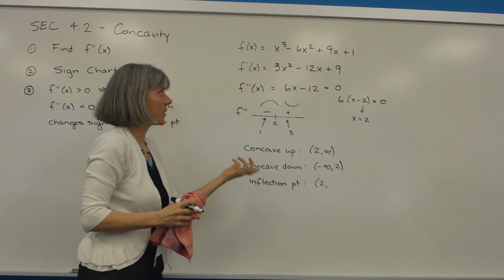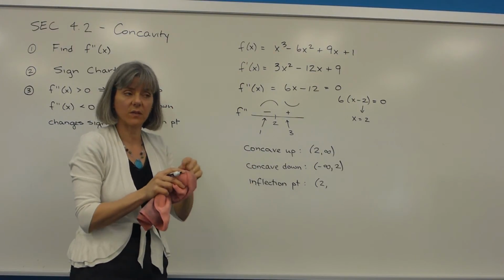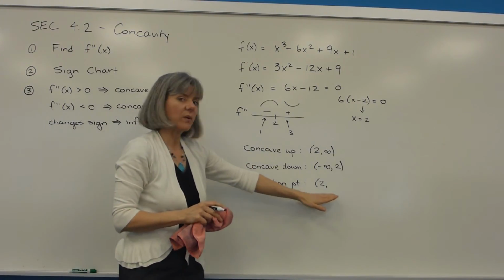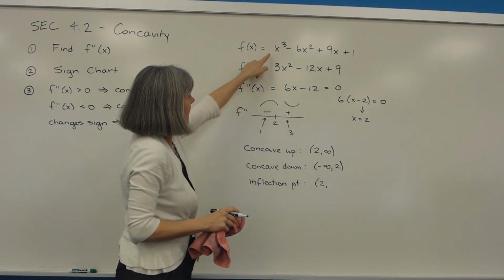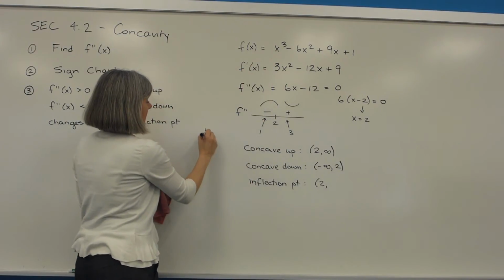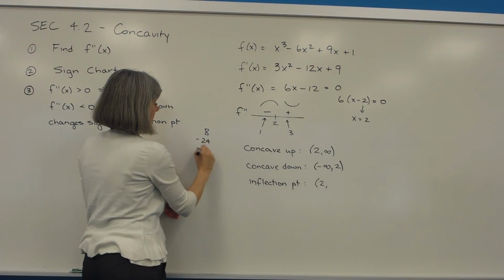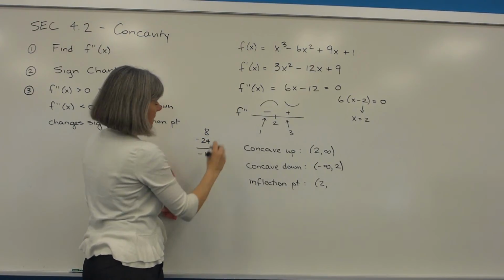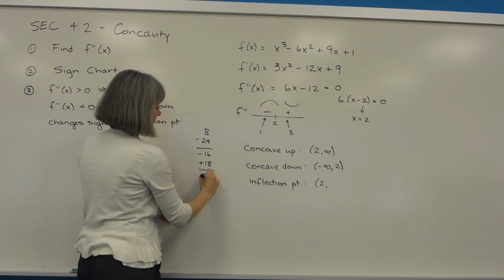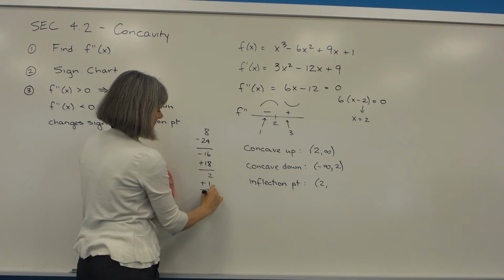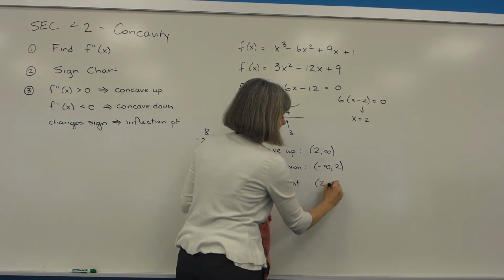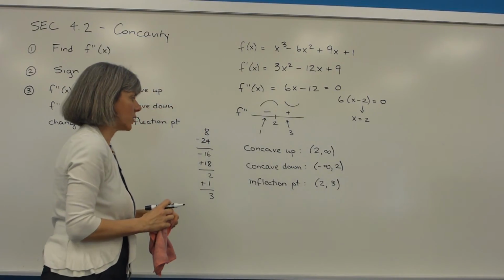And again, let's go ahead and get the y value for that, because we're going to have to, at some point, graph that. So we might as well have the y value. So that'd be, I'm going to write that down. 8 minus 6 times 4 minus 24, that'd be minus 16. Plus another 18 is 2, plus 1 is 3. So if I did that correctly, 2, 3 would be my inflection point.